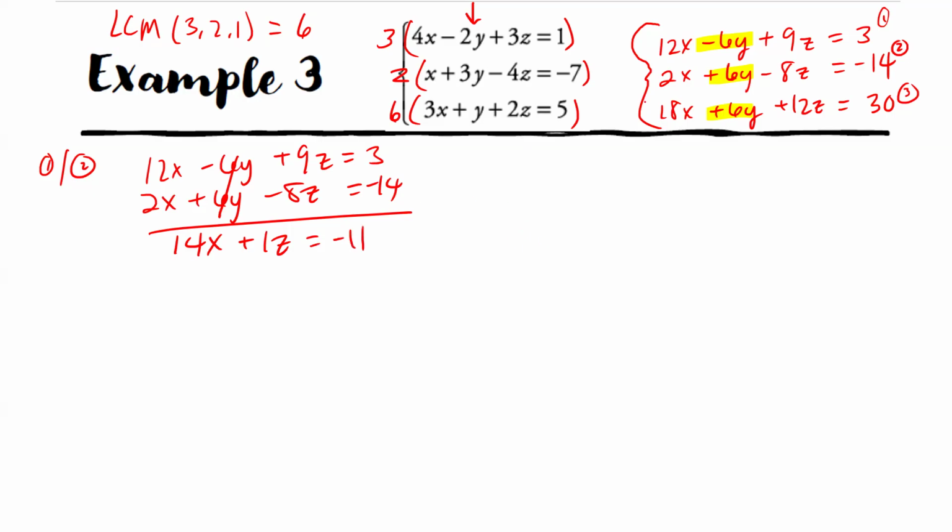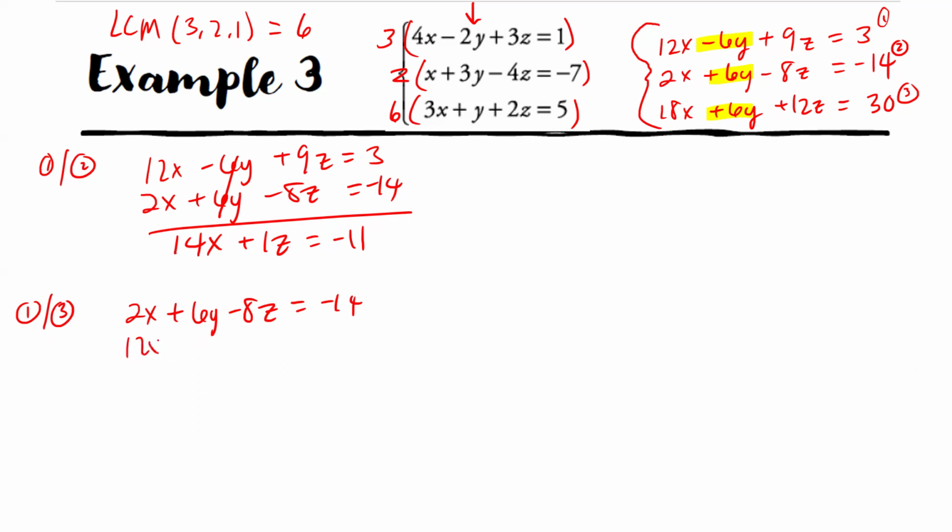Okay. Next, I'm going to use equation 2 and equation 3 to eliminate y. And that gives me 2x plus 6y minus 8z equals -14. And I get 18x plus 6y. I don't know why I did that. I was right at first. It was 1 and 3. I just was making sure that you guys were paying attention along with me. I'm at 1 and 3.